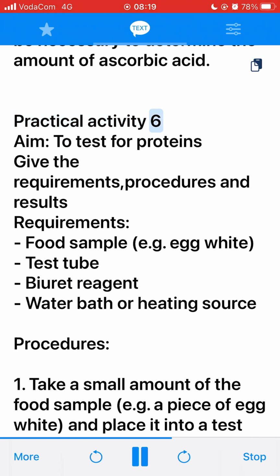Practical Activity 6. Aim: to test for proteins. Give the requirements, procedures and results. Requirements: food sample, e.g., egg white; test tube; biuret reagent; water bath or heating source.